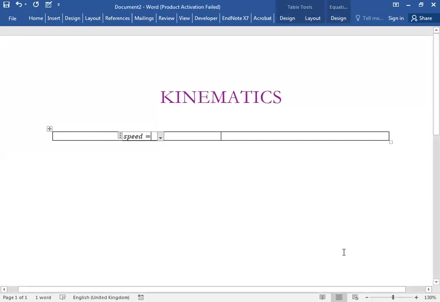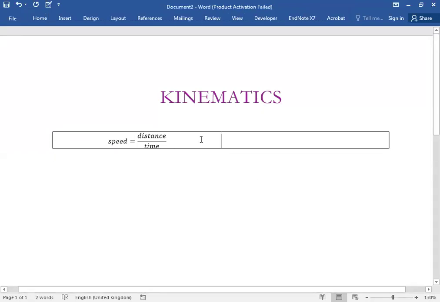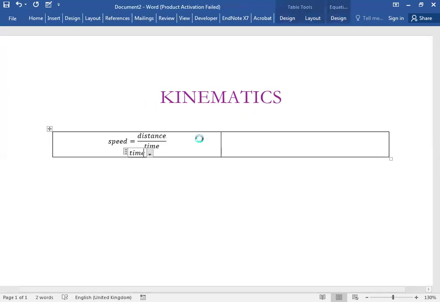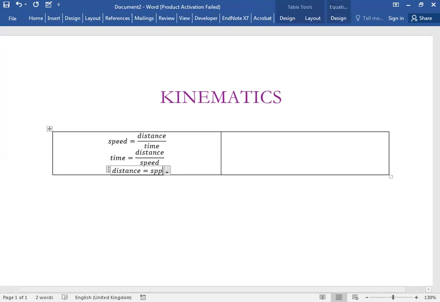What is speed? Speed equals distance upon time. But these formulae can only be used, जिसको आप जिस भी तरह बना लें। For example, अगर मैं time का बनाऊं तो time क्या हो जाएगा? Distance upon speed. And what about distance? Speed into time.